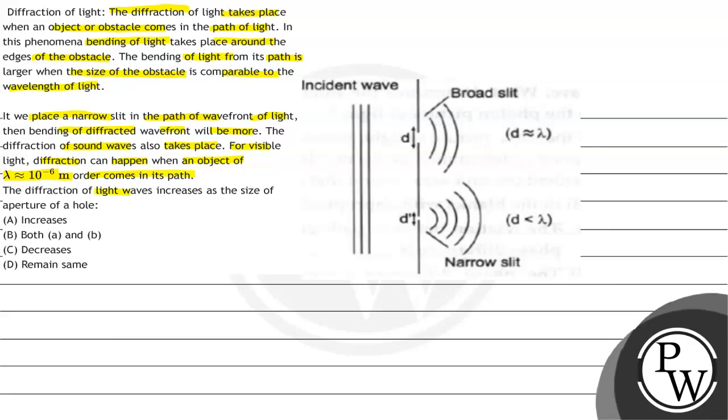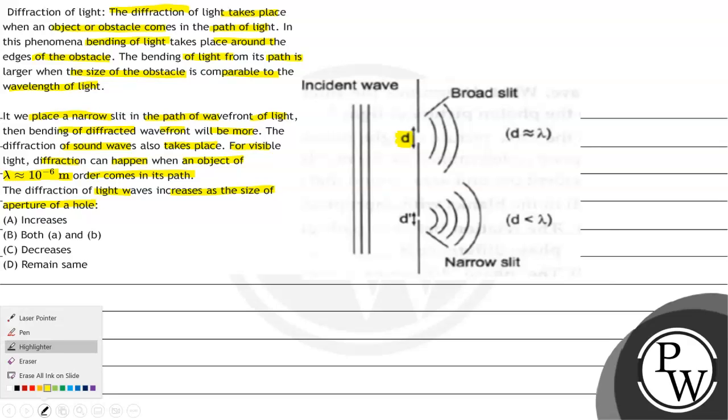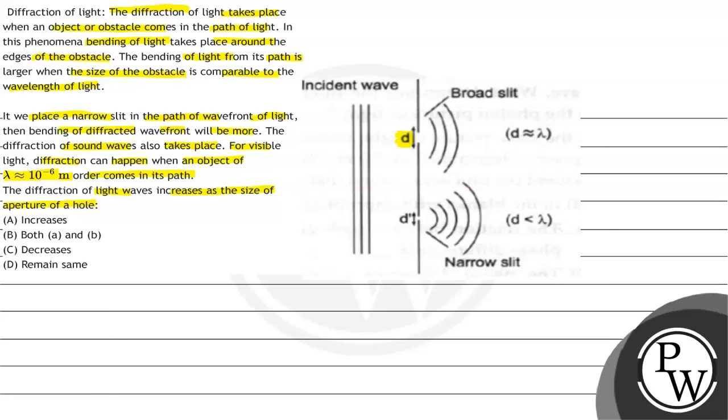The diffraction of light waves increases as the size of the aperture of the hole. Now we have to say about the aperture of the hole, or D, in this diagram. So we have to say whether, if D decreases, it increases both A and B or remains the same. Okay, so now let us first revise the key concept behind this question.